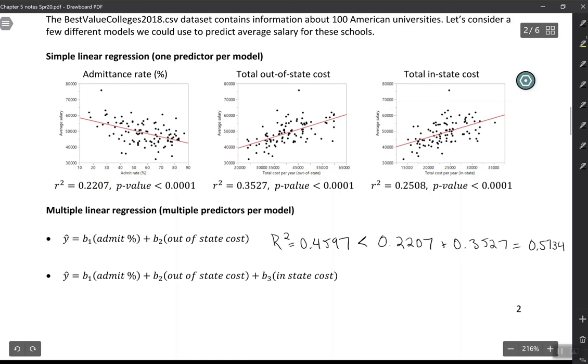That's less than if we had just added up the R-squared values. So that means there must be some redundant information. In other words, there must be some association between these two variables. There must be some association between admittance percentage and out-of-state cost.